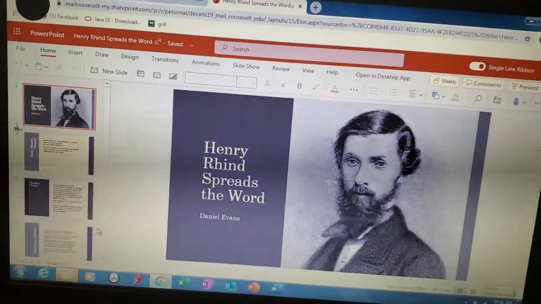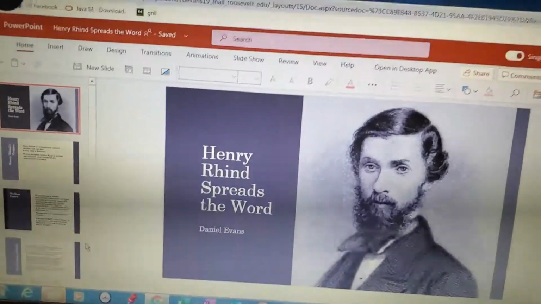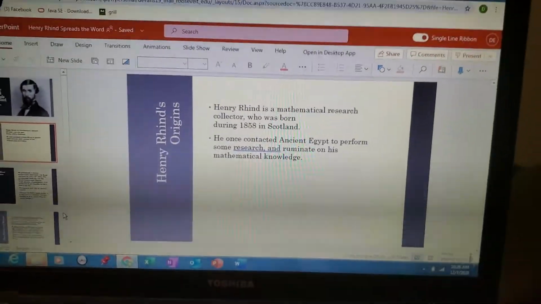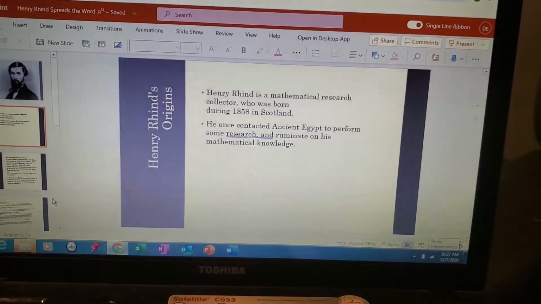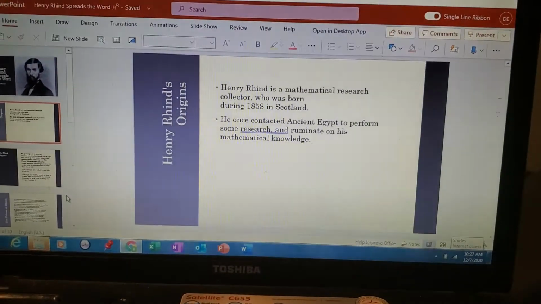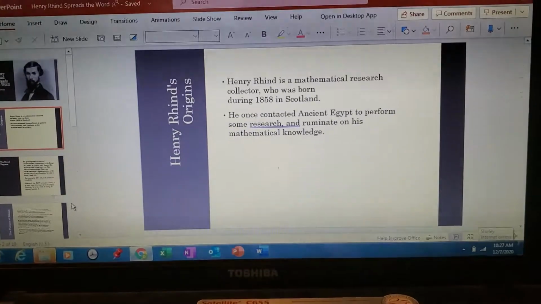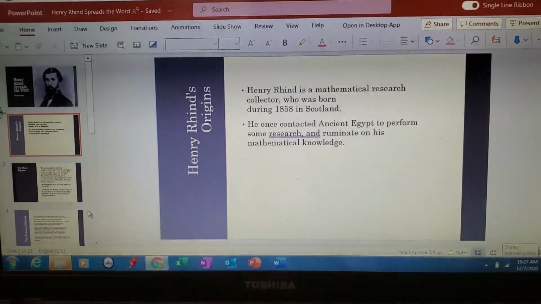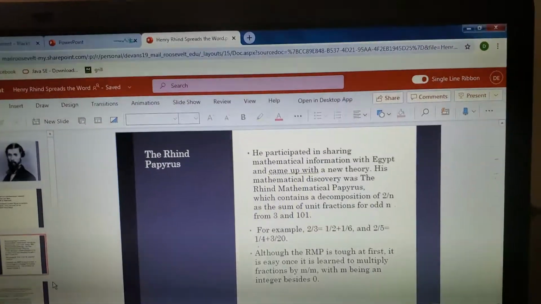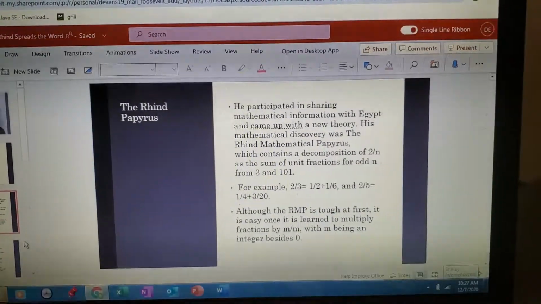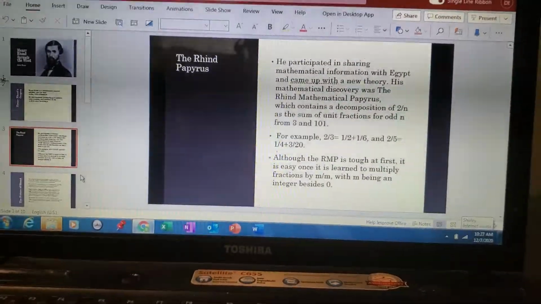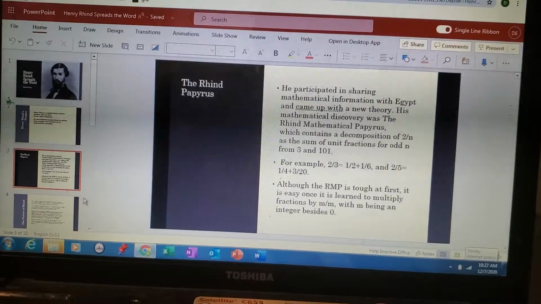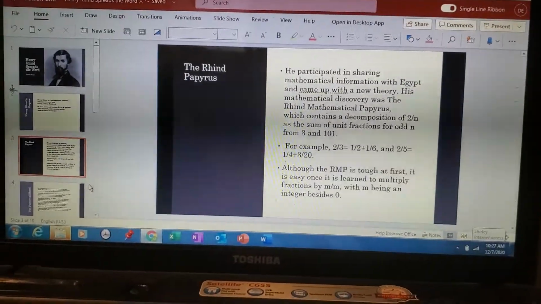Henry Rhind Spreads the Word by Daniel Evans. Now then, with regard to his origins, Henry Rhind was a mathematical research collector who was born during 1858 in Scotland. He once contacted ancient Egypt to perform some research and ruminate on his mathematical knowledge. That would be the Rhind Papyrus. He participated in sharing mathematical information with Egypt and came up with a new theory.